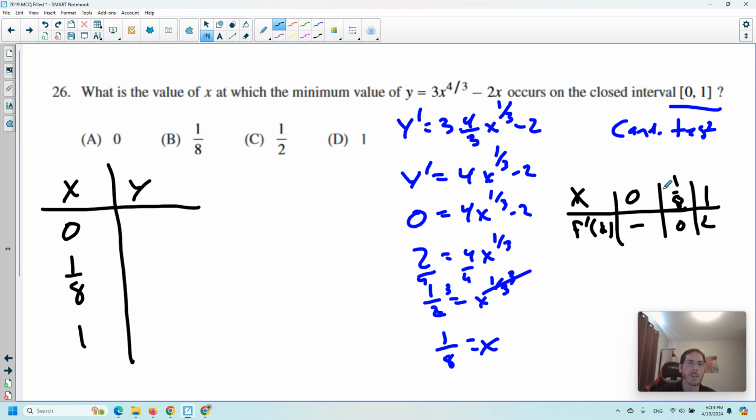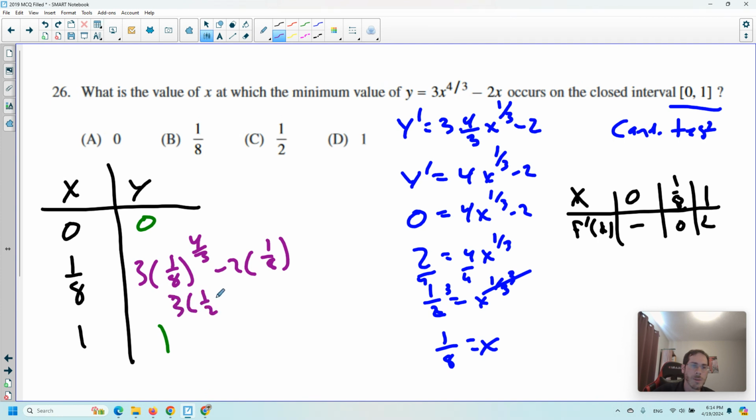All right, we got to plug it in. Okay, well, we tried. If I plug 0 in, I'm going to get 0 pretty clearly. If I plug 1 in, that's going to be 3 minus 2 is 1. All right, let's plug in 1/8. So 3 times 1/8 to the 4/3 minus 2 times 1/8. All right, so 1/3 power would be cube root. So that's 3 times 1/2 to the 4th, minus 2 times 1/8 is 1/4. All right, 1/2 to the 4th would be a 16th. So 3/16 minus 3/4. Okay, that's a negative number.